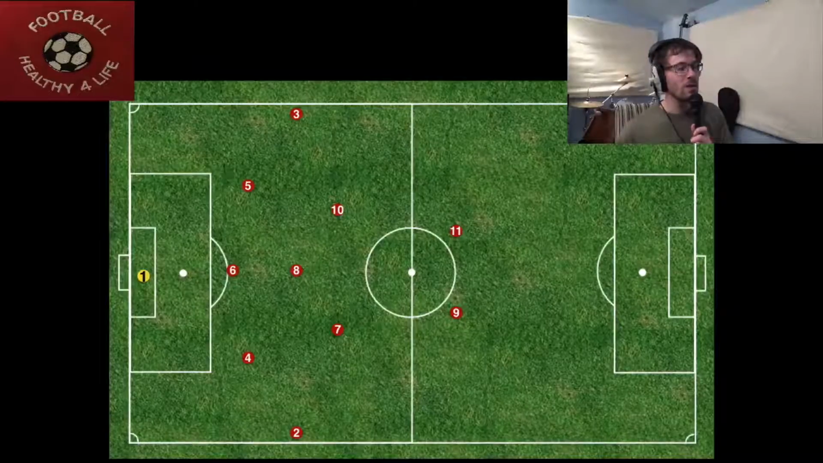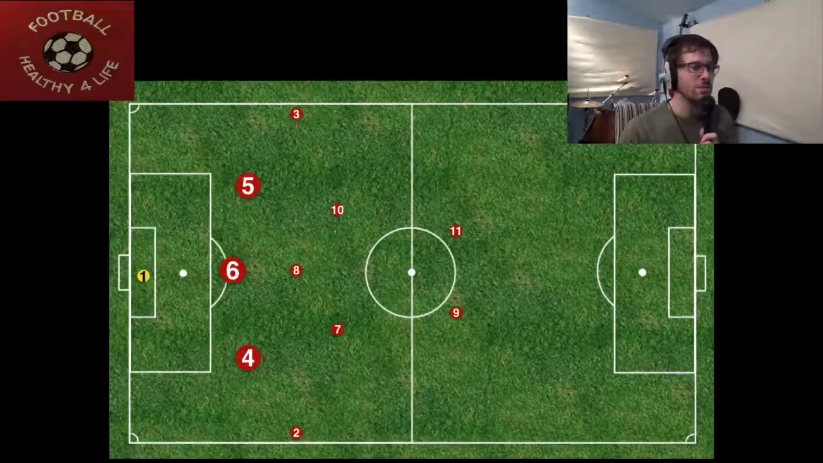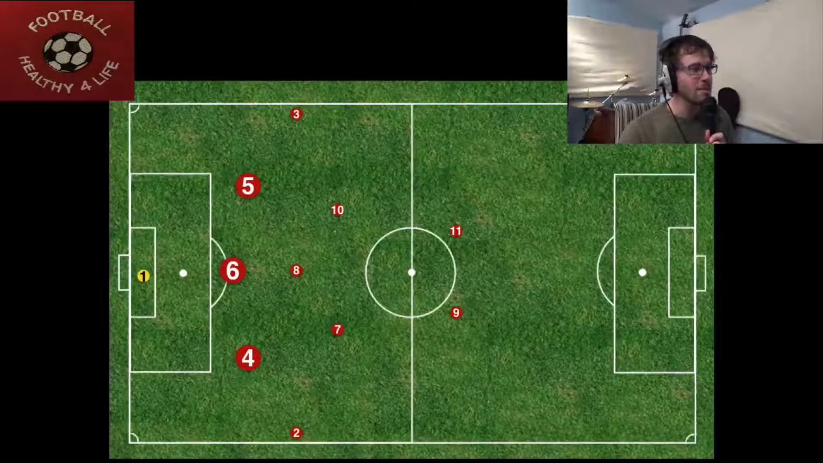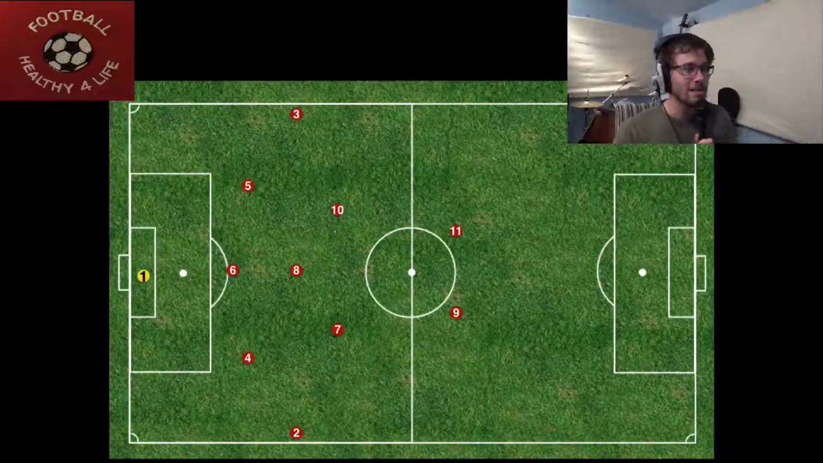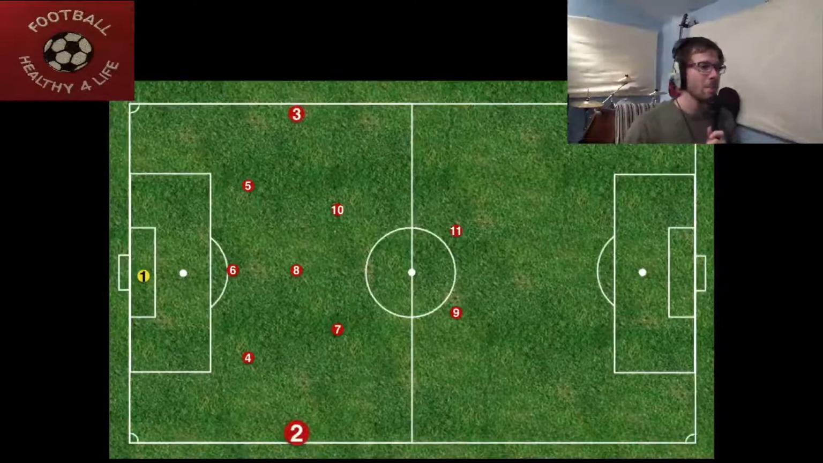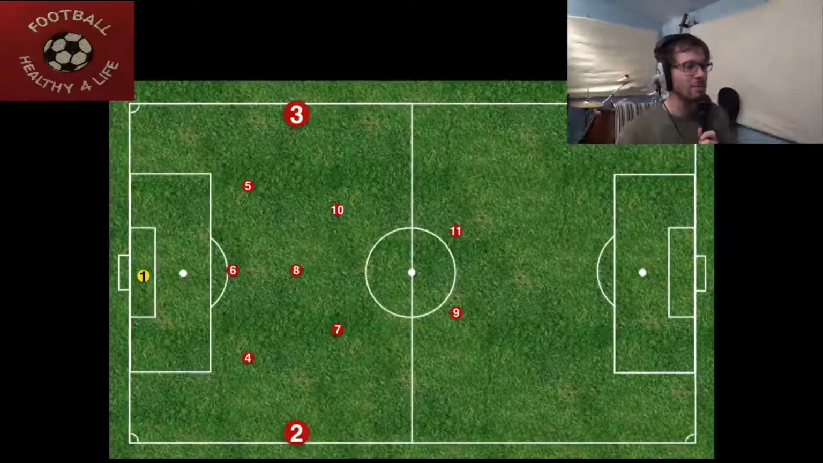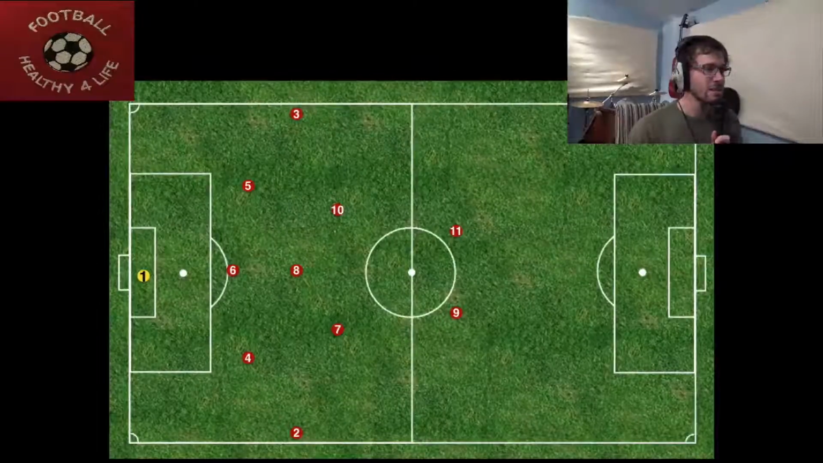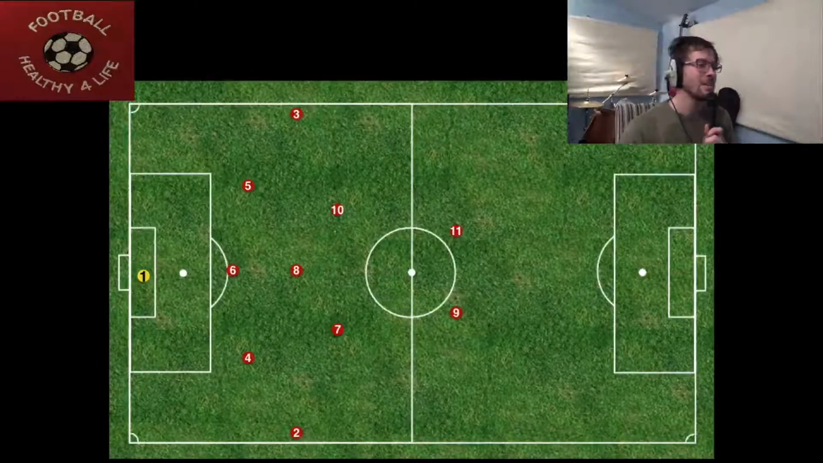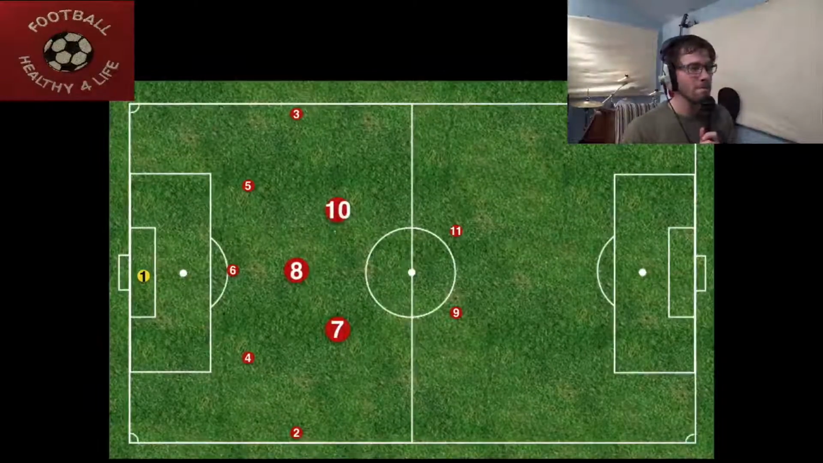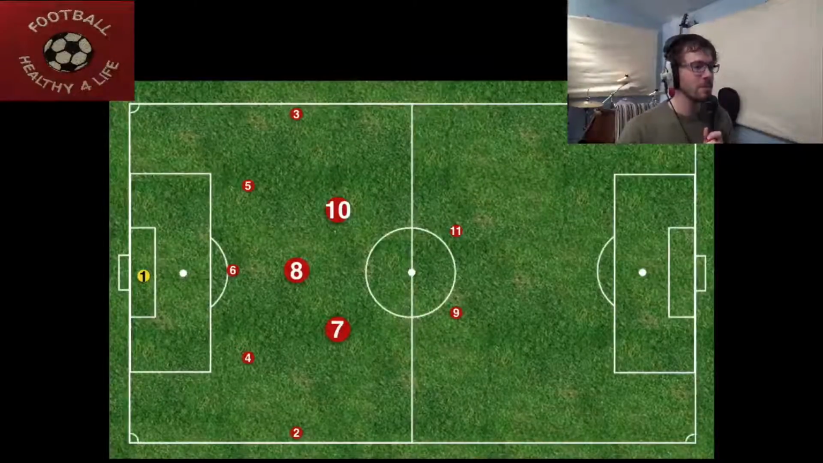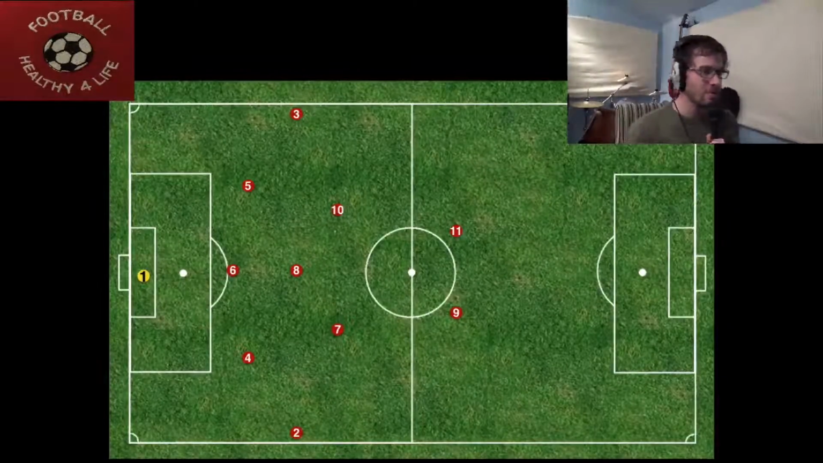So the 4, 5 and 6, 3 central defenders. 3 central defenders at the back. Then we have 2 wing backs. So there's 2 and a 3. They're effectively wide midfielders. Then we have 3 central midfielders. So the 7, 8 and 10 in this example. They fill the space in the middle of the field. And then 2 strikers up front.